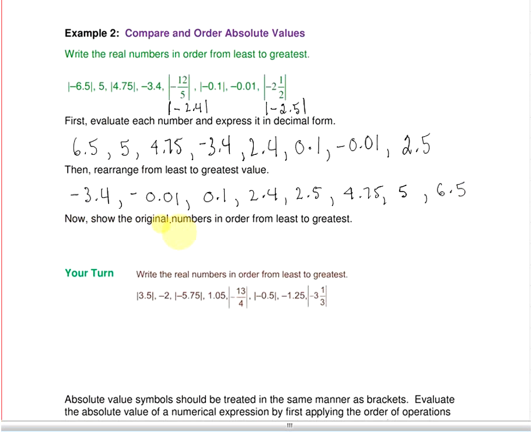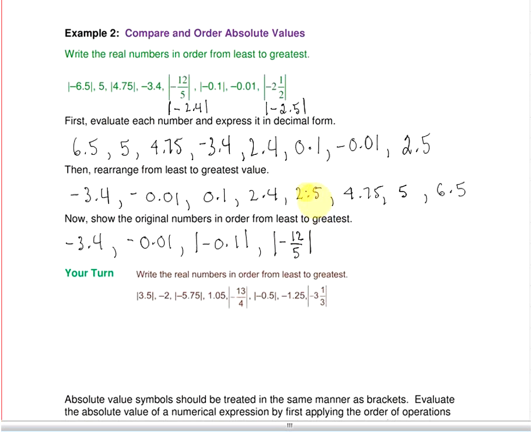So now we want to show the original numbers in order from least to greatest. Okay, so negative 3.4 was already negative 3.4, and negative 0.01 was already negative 0.01. The 0.1 we got from the absolute value of negative 0.1, so that's what we're going to put here. And then our next number is 2.4, which we got from the absolute value of negative 12 over 5. So we'll put that next.